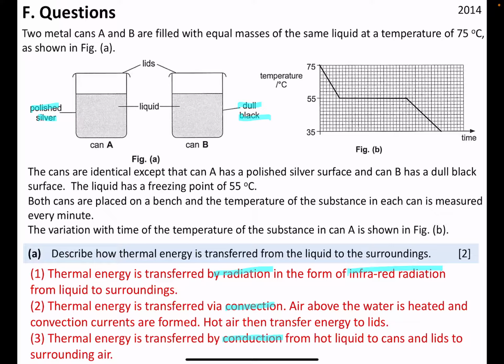Now, when you explain, you have to describe, you have to give a little bit more details, and do not simply just write conduction, convection, or radiation. Do not just focus on one process, but you need to describe all three, with a bit more details involved.